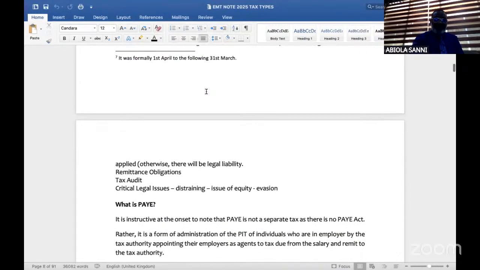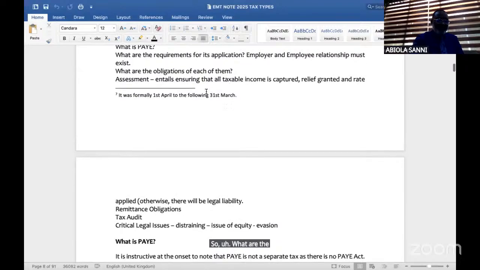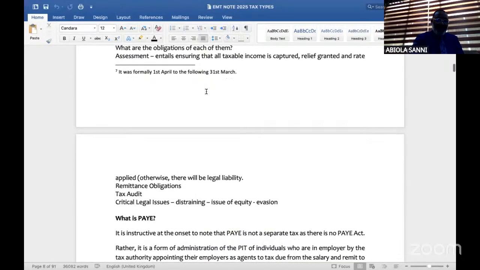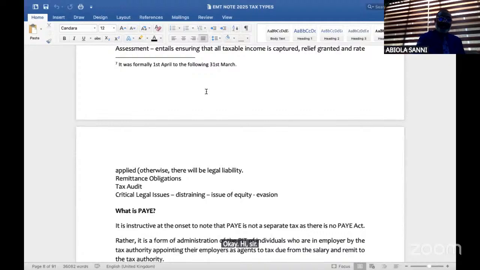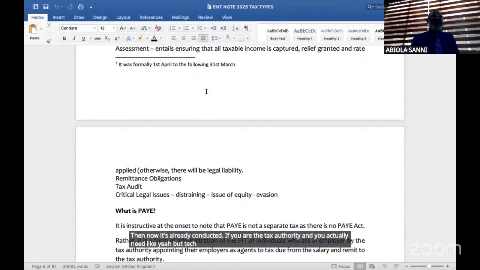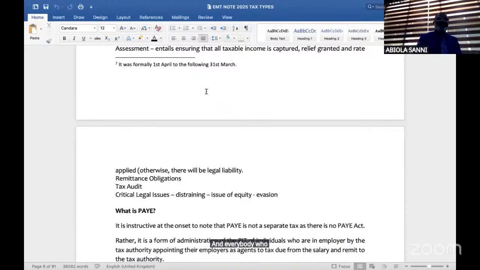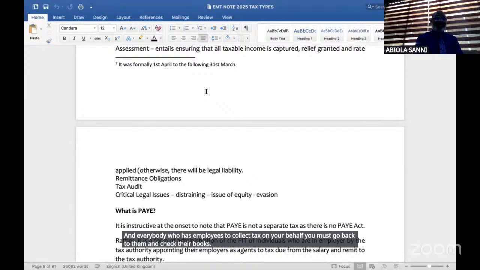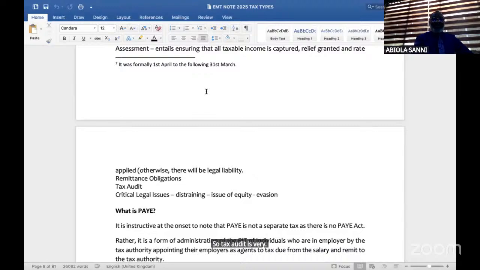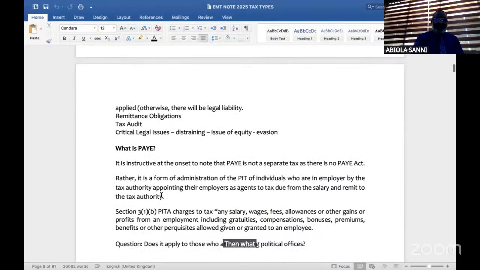So how is the assessment done? Okay. How is tax deducted and remitted? Then how is audit conducted? If you are the tax authority and you ask Unilag, Yabatech, employers of labor, Dangote, Mobil, and everybody who has employees to collect tax on your behalf, you must go back to them and check their books. So tax audit is very, very important when it comes to PAYE. Then what are the issues arising?